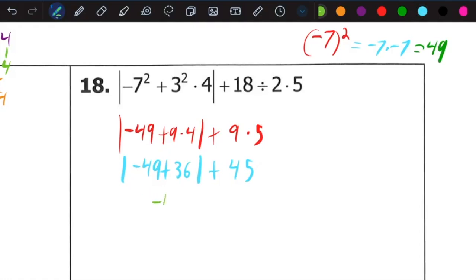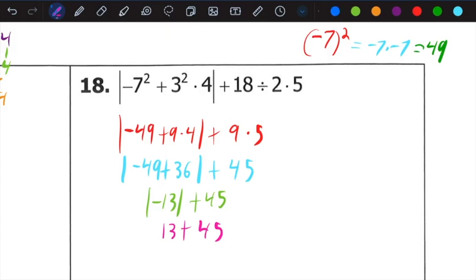Negative 49 plus 36 would be negative 13. And so the absolute value of negative 13 would add with 45. The absolute value of negative 13 is positive 13, and adding that with 45 gives us our result of 58.